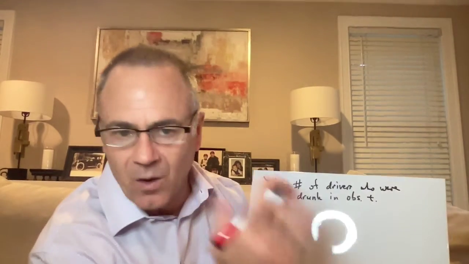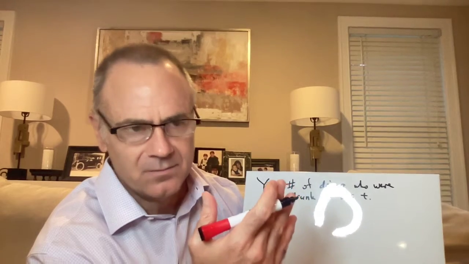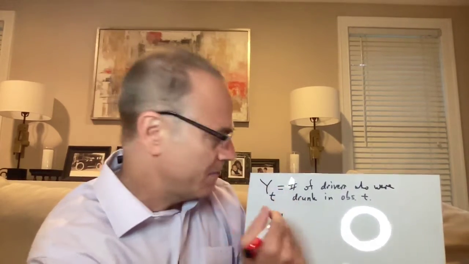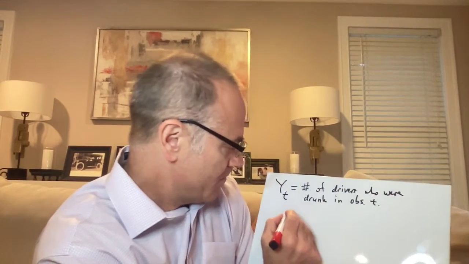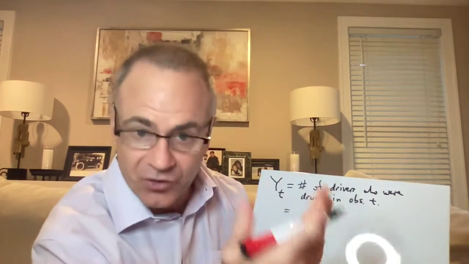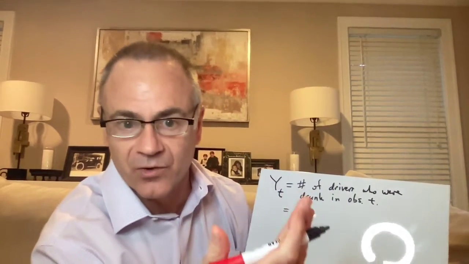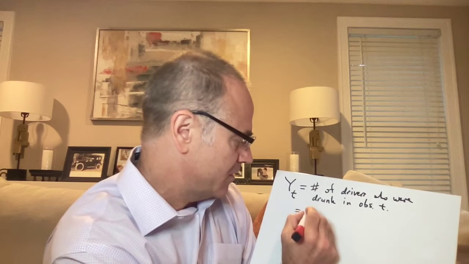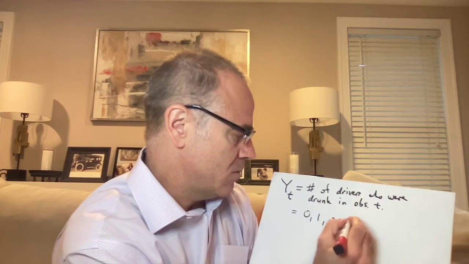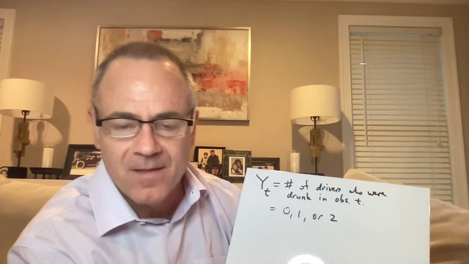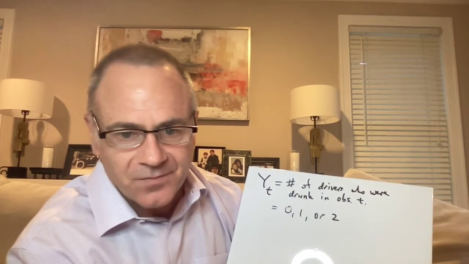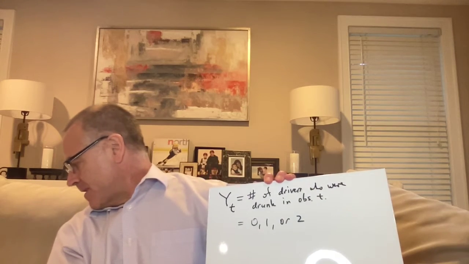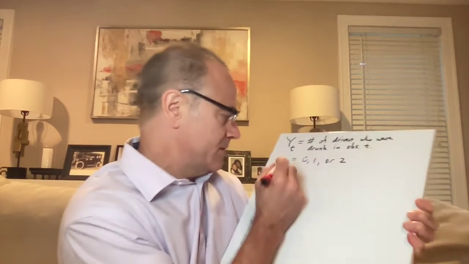Remember, each observation is a fatal crash. In this case, it's always going to be a two-car accident, and they always look at the two drivers. They don't record the number of passengers, the non-driving passengers who might have died. But just of the two drivers, how many of them were drunk? And so this is just going to equal 0, 1, or 2.